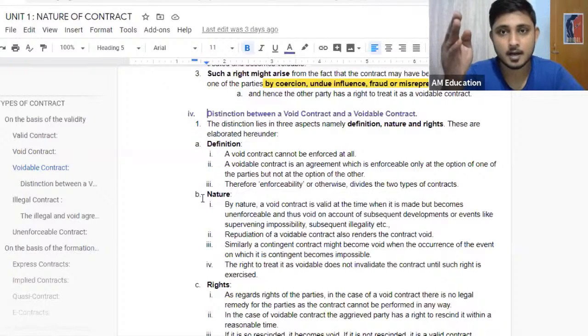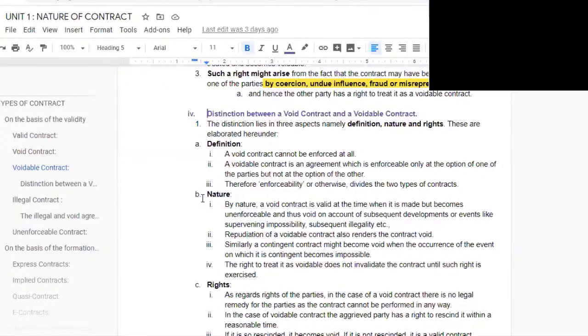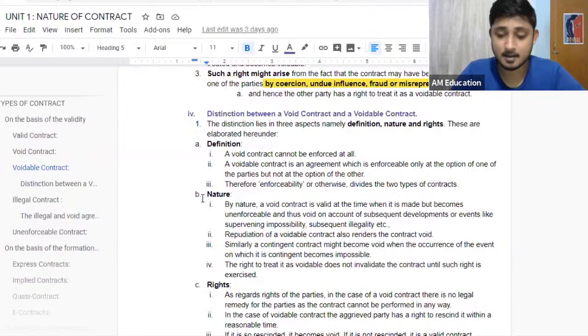Clear? Nida, nature. By nature, a void contract is valid at the time when it is made but becomes unenforceable and thus void on account of subsequent developments or events like supervening impossibility, subsequent illegality, etc.